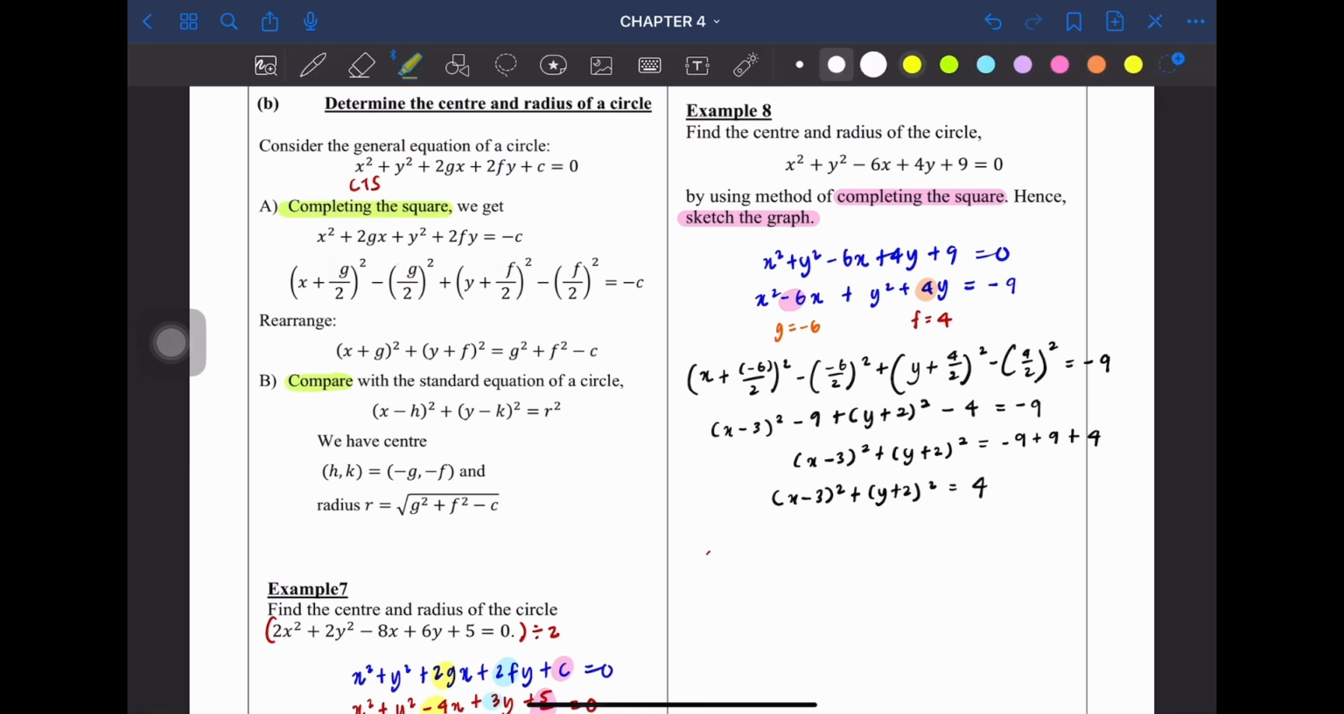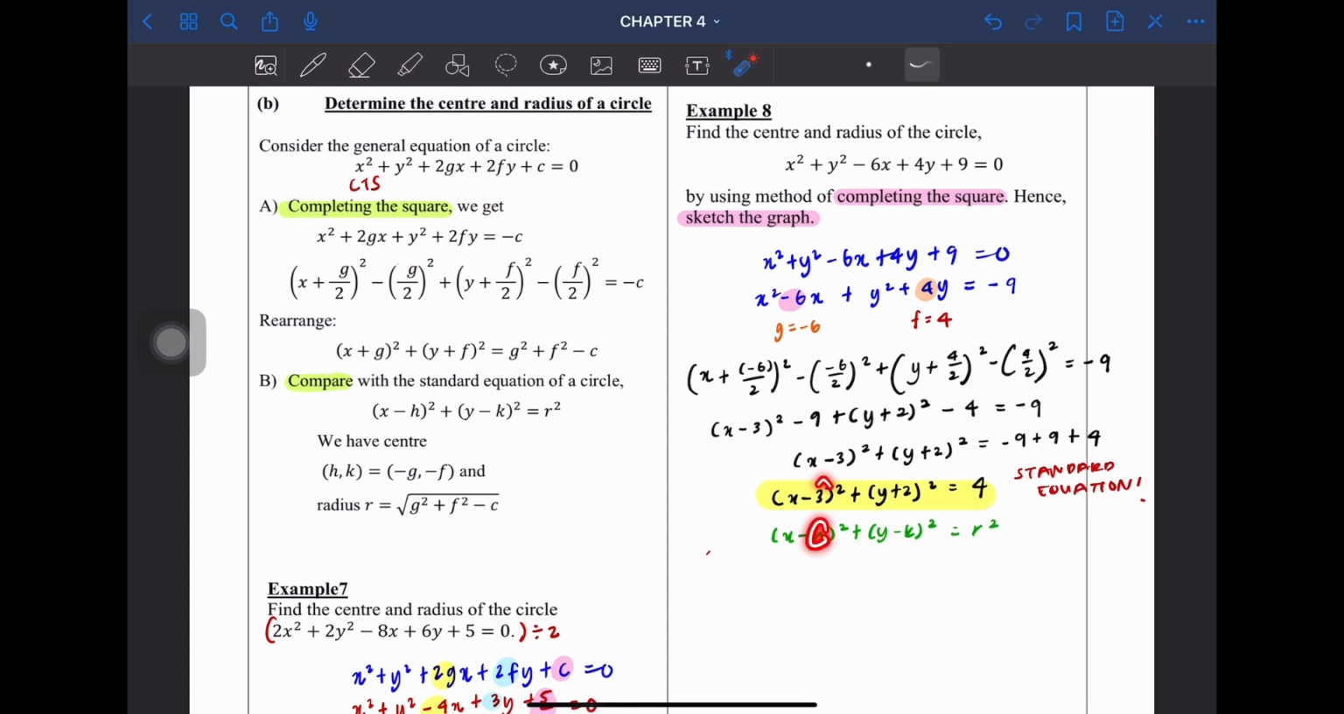Okay, so now we have completed the square. So notice that this is actually the standard equation of the circle. Okay? So when we already have the standard equation, we can easily compare because we already know what h, k, and also r are. Okay, so remember, the formula for the standard equation is x minus h squared plus y minus k squared equal to r squared. Okay, so we need to compare.